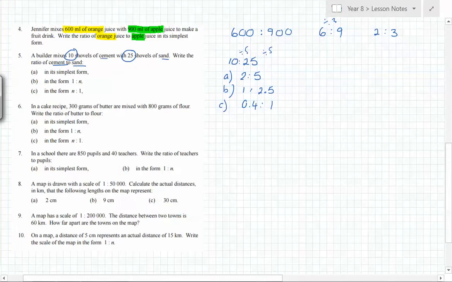Okay. Have you all done 6? Yes. Okay. So again, 300 grams of butter, 800 grams of flour, butter to flour, so we're fine. So you've got 300 to 800, simplest form. Yeah. 3 to 8. 3 to 8. Yeah. Right. In the form 1 to n. 1 to 2.67. 2.67. Yeah, that's right.